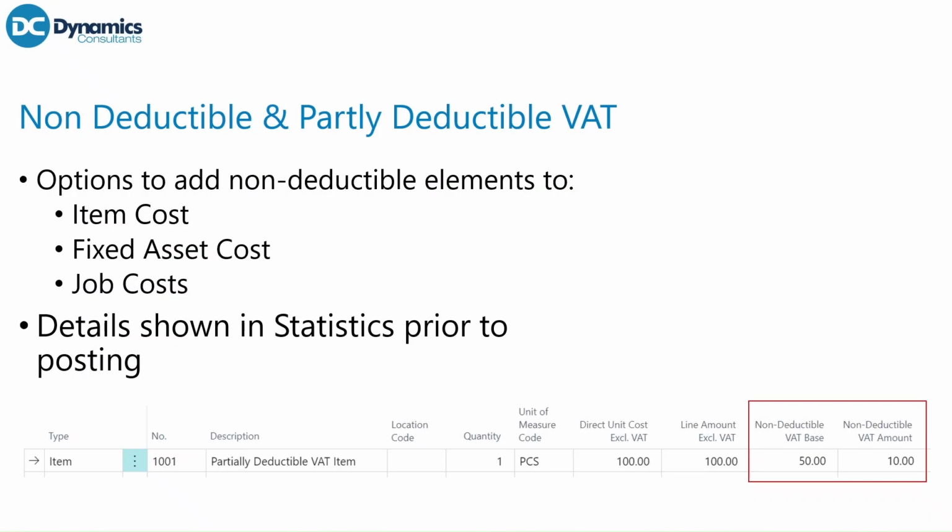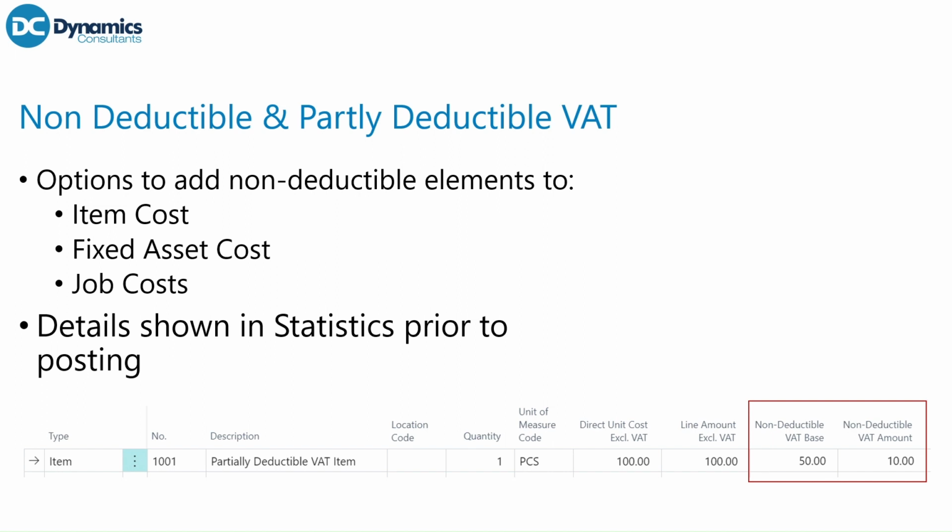So the next new feature is non-deductible and partly deductible VAT. This needs to be enabled and set up in the system. And when it's set up, it allows you the ability to determine how you want to handle partially deductible VAT. So you can decide whether you want to include the elements of VAT which you can't reclaim as part of the item cost, the fixed asset cost if it's associated with that, and job costs as well. You need to do a bit of setup. There's creation of new VAT posting groups, a new VAT setup.